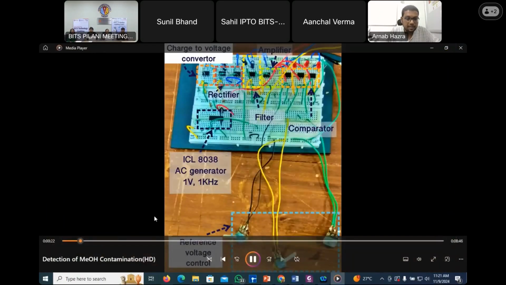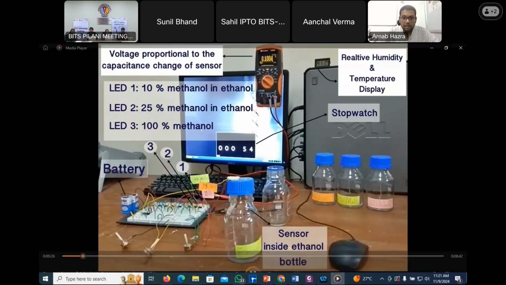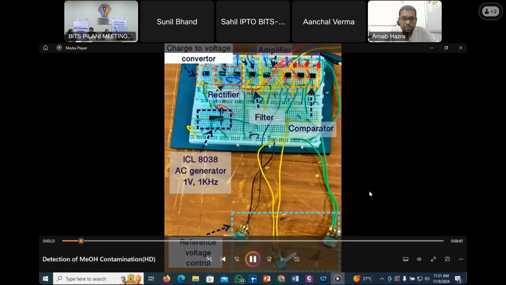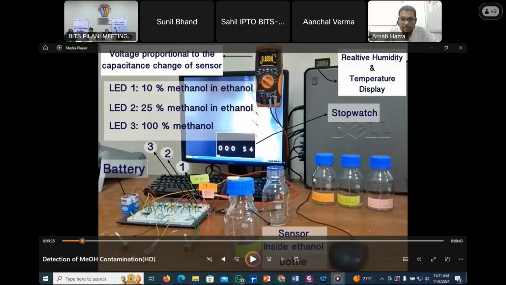So see this structure. We have taken four different bottles of contaminated alcohols, ethanol and methanol mixtures. I can show you here. This is pure methanol, this is pure ethanol, and we have 10% and 20% contaminated solutions. We are representing the sensor voltage, which shows how rapidly the sensor can respond and recover. And this is our timer to represent exactly how fast the device is responding.